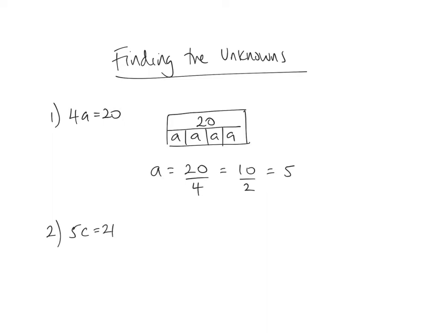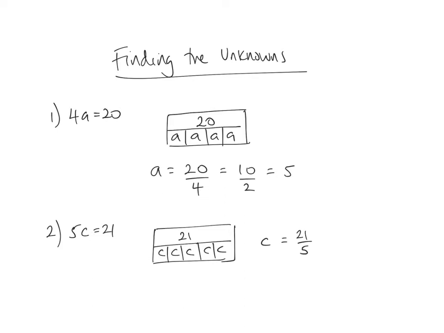For question 2, so we've got 5c equals 21. So again, we can put that into the bar model. So 5 lots of c equals 21, so 21 is the largest thing, so that can go on top. And that's then split up into 5 sections of c. So therefore, c equals 21 divided by 5.